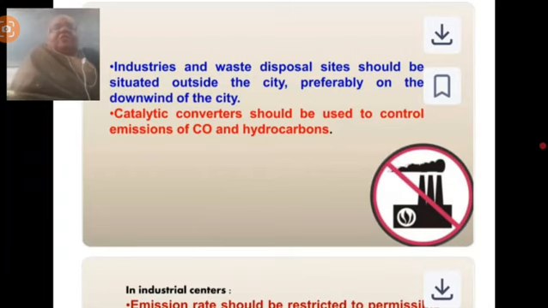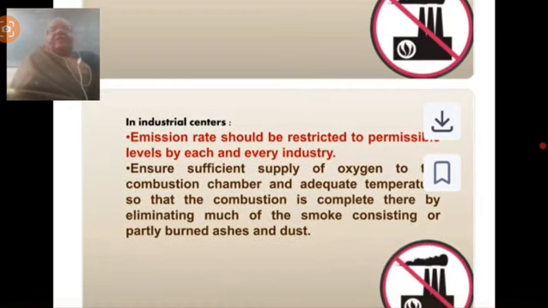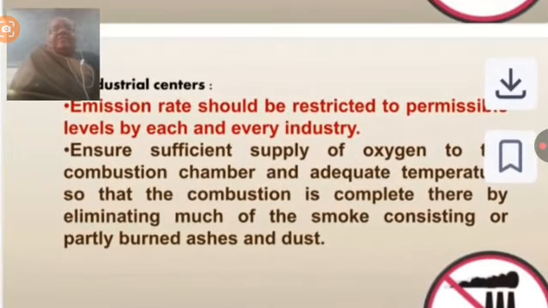Industries and waste disposal sites should be situated outside the city purview, preferably on the downwind side of the city. Catalytic converters should be used to control emissions of carbon monoxide and hydrocarbons. And in industrial centers, the emission rate should be restricted to permissible levels by each and every industry. These permissible values are available. The government has announced and released them, and one has to strictly follow the Air Act.